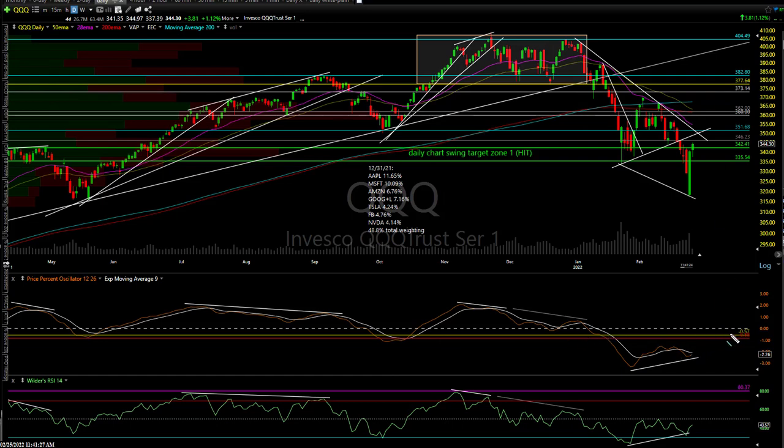Now, there's a lot I can pick apart going from top to bottom. So you have the positive divergence on the RSI. You're coming off oversold conditions. Positive divergence on the PPO. And that is nothing but bullish. It's not yet confirmed. It will be if you get a bearish crossover. And even that doesn't guarantee you're going higher, but it just increases the likelihood.